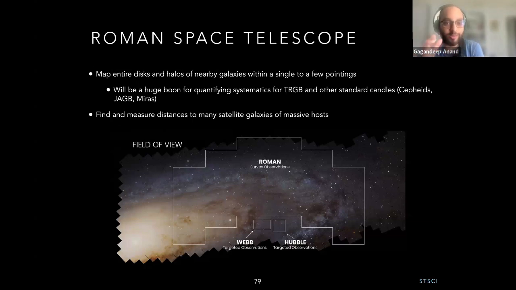Okay, now going out a little bit into the future. So Roman Space Telescope, this will launch in somewhere between 1.5 years to 2 years from now.